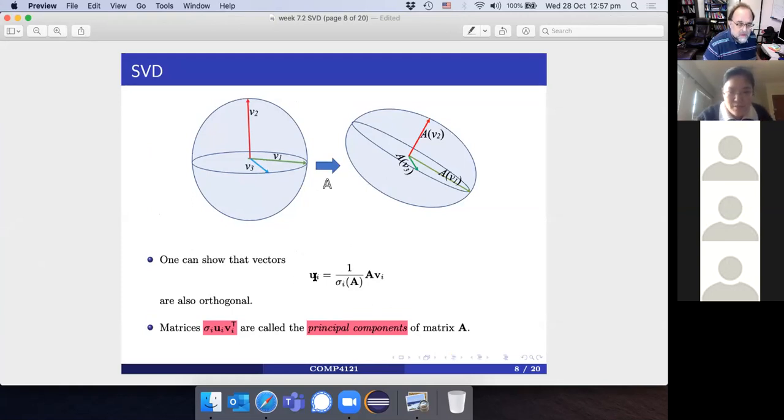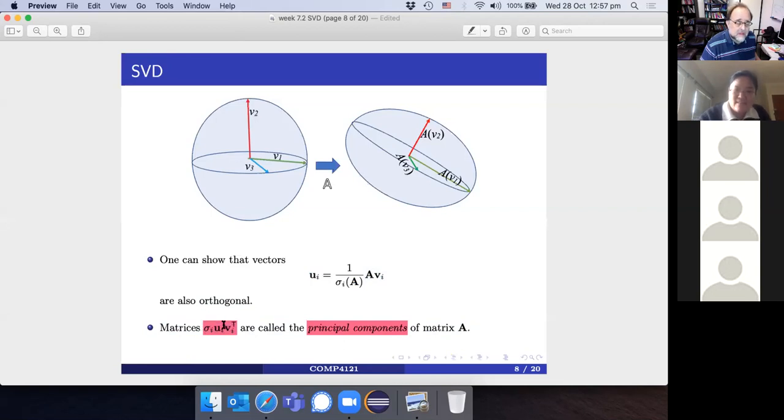Similarly, because previously we talked about the A times vi being orthogonal to each other, you can also easily prove the ui are orthogonal to each other. And this is super important. Sigma is the singular value, ui is the left singular vector, and vi is the right singular vector.